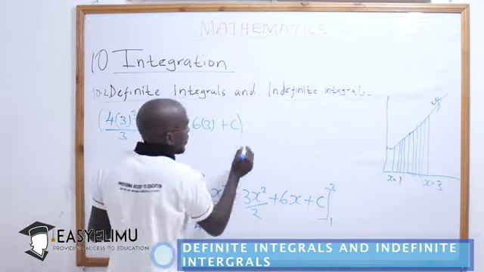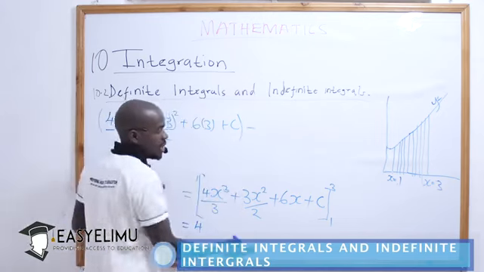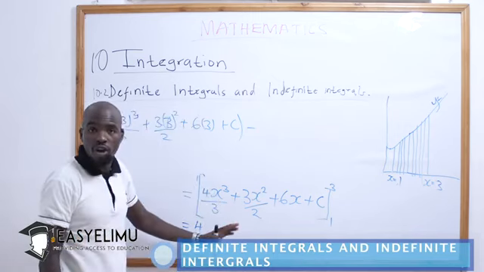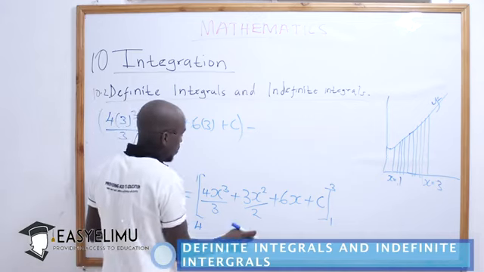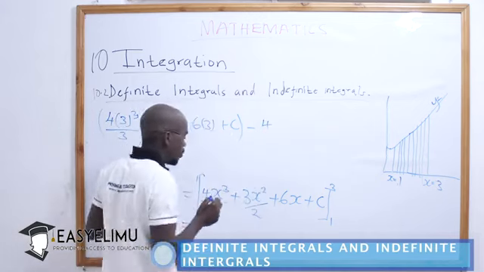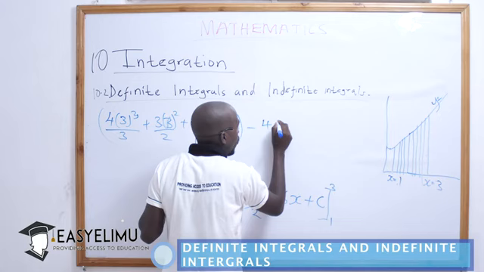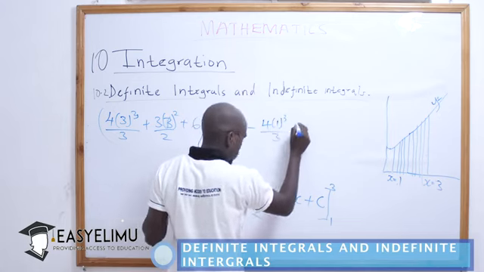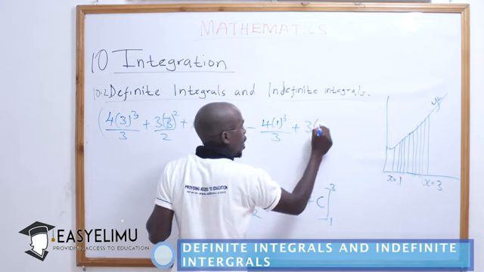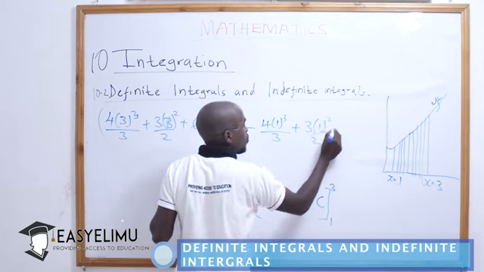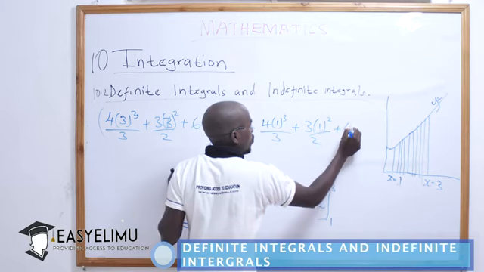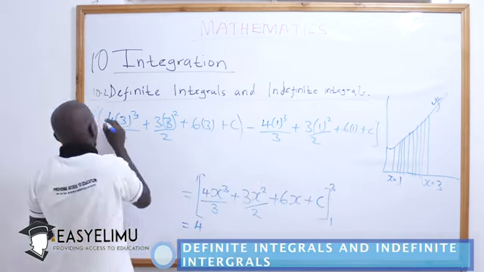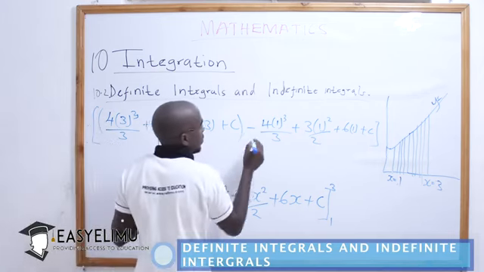the first replacement, and then we subtract. The lower limit means after handling the upper one, we subtract the lower limit. So we are going to subtract 4 multiplied by 1 cubed over 3 plus 3 into 1 squared over 2 plus 6 into 1 plus c. That is what we are going to find.